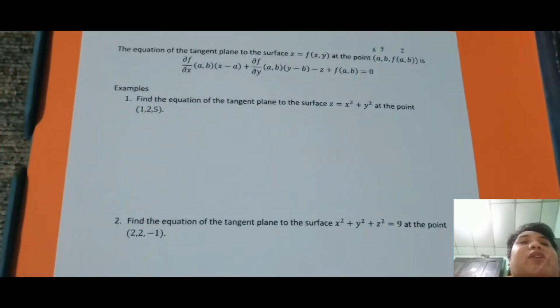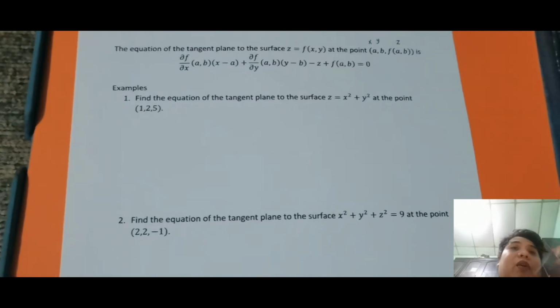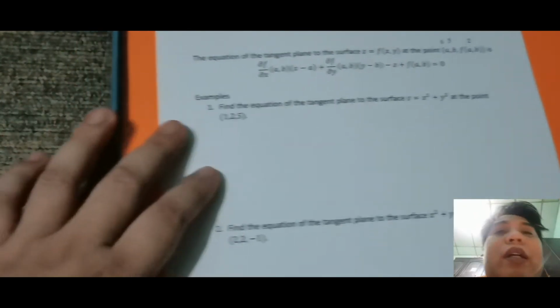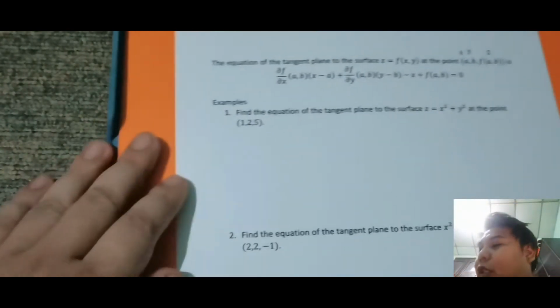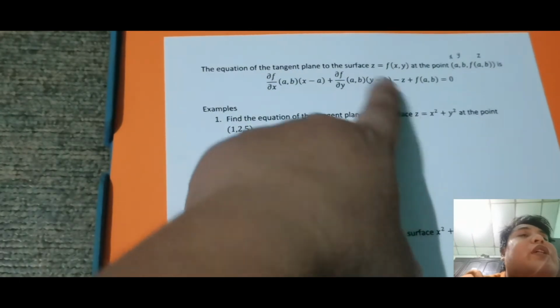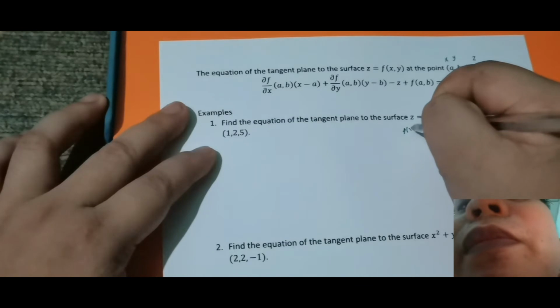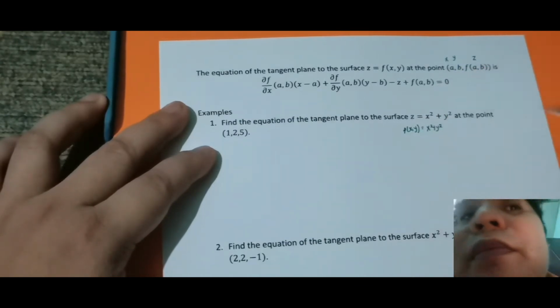Okay, so now find the equation of the tangent plane to the surface z is equal to x squared plus y squared at the point 1, 2, 5. So obviously ito yung a, b, c, or x, y, z. So again, ano yung mga kailangan natin kunin or i-consider? Una natin kunin siyempre yung function niya. So aware tayo na yung z, sabi z is equal to f of x, y. So this is just equal lang sa f of x, y is equal to x squared plus y squared.